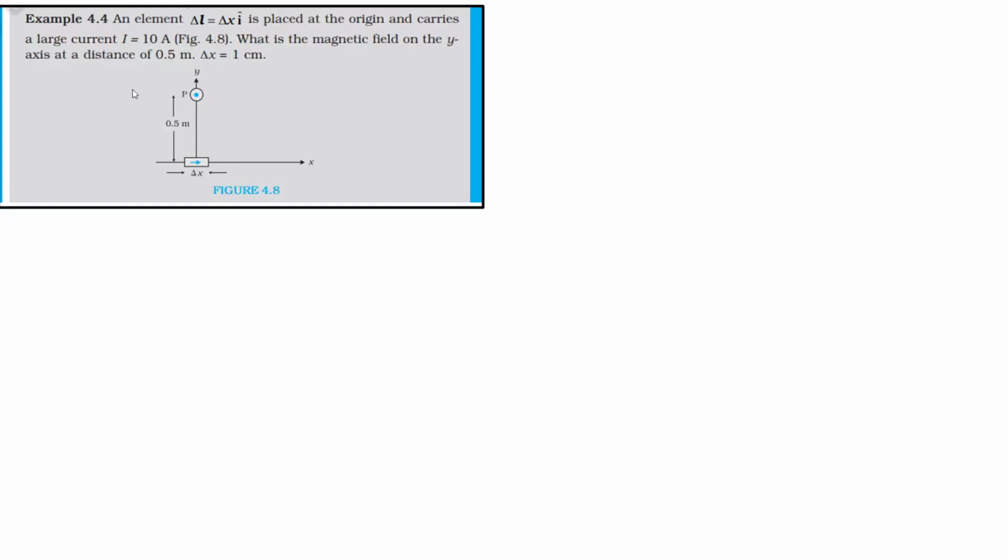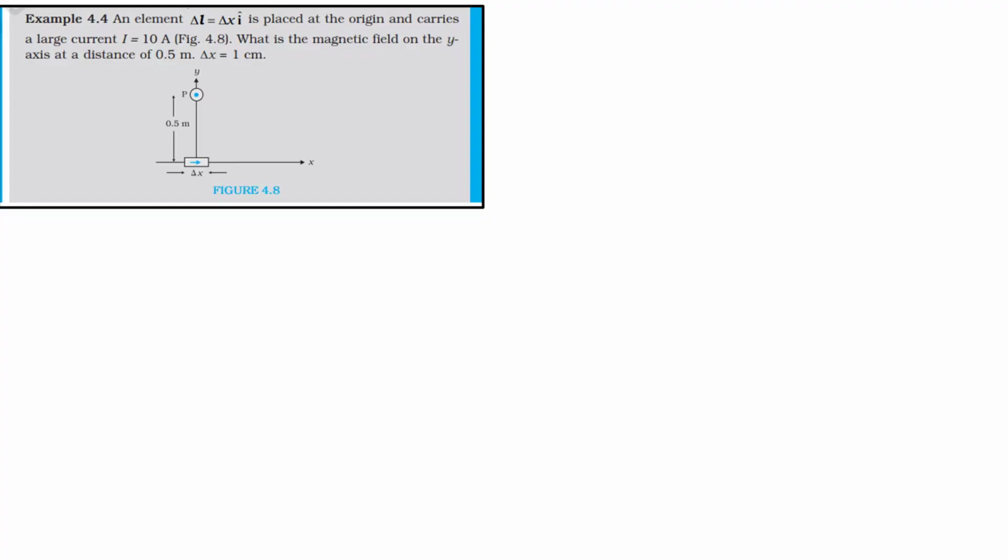Example 4.4. An element delta L equal to delta X i cap is placed at the origin and carries a current I equal to 10 amps. What is the magnetic field on the y-axis at a distance of 0.5 meter and delta X equal to 1 centimeter?